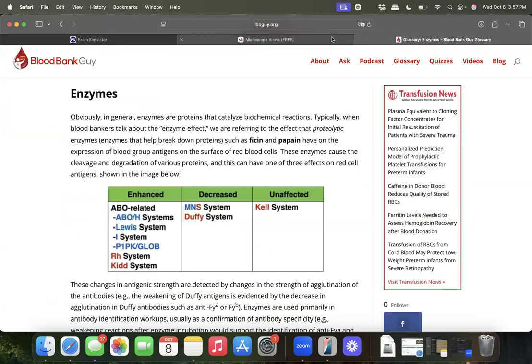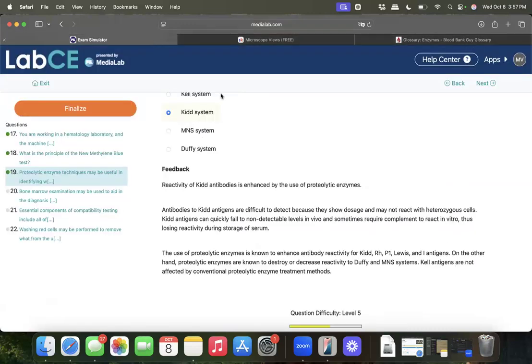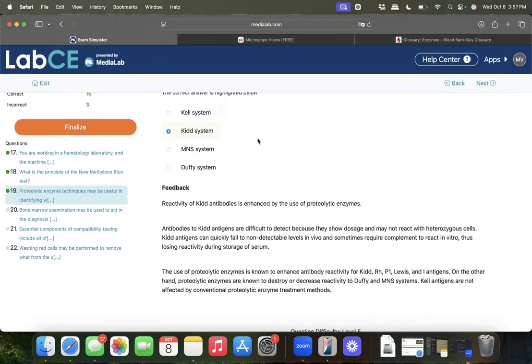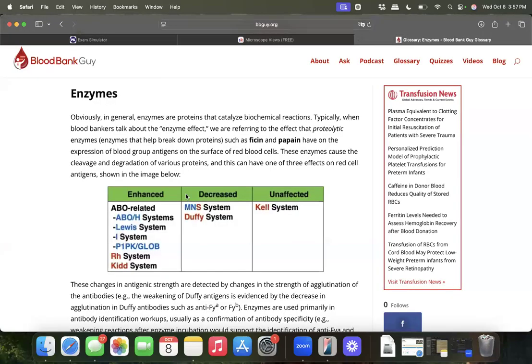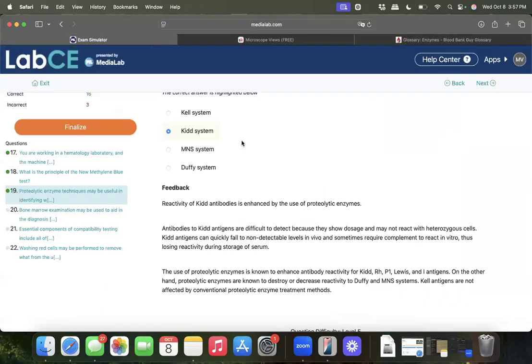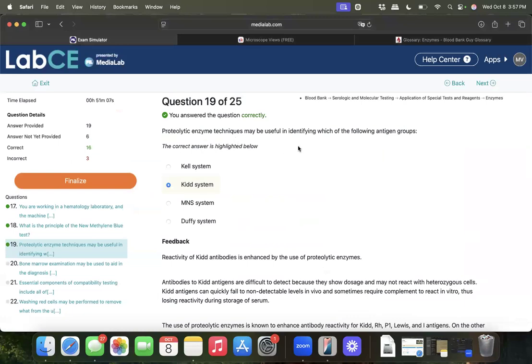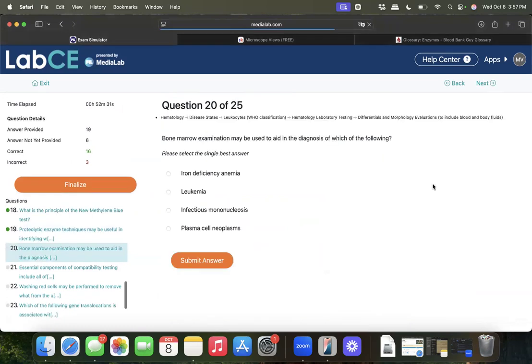Back to this one. Yeah, Rh and Kidd are enhanced. Kell is unaffected. Duffy is destroyed. And then MNS, what did it say? MNS is decreased. So if we wanted to identify one of these antigen groups, Kidd would be your best answer. Does that make sense to everybody?